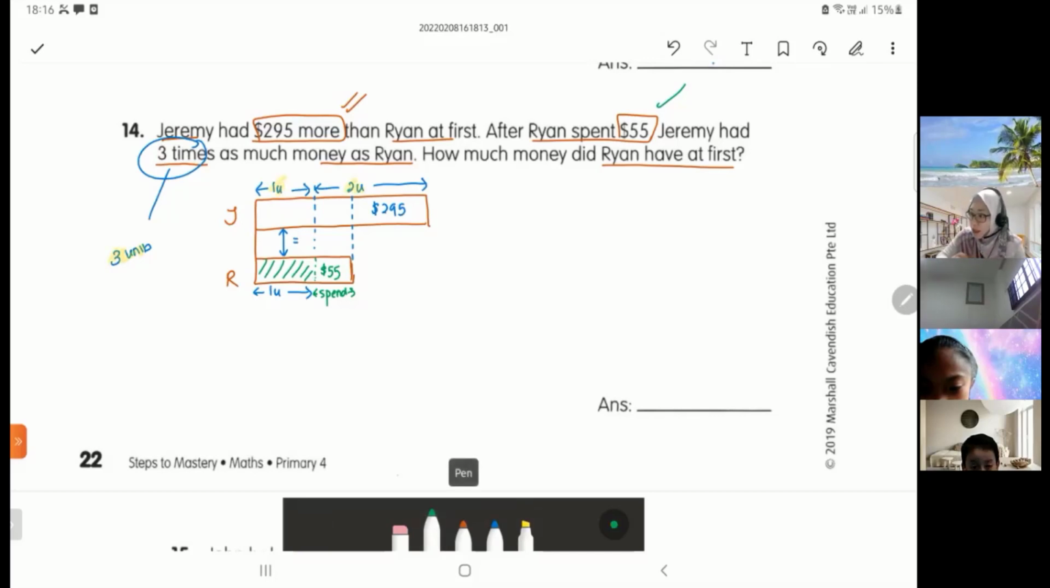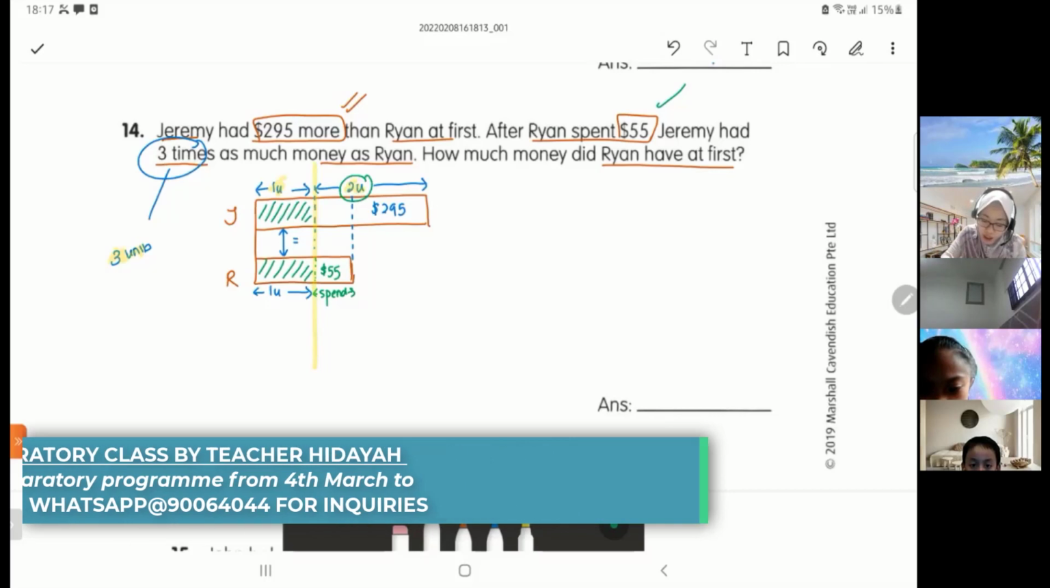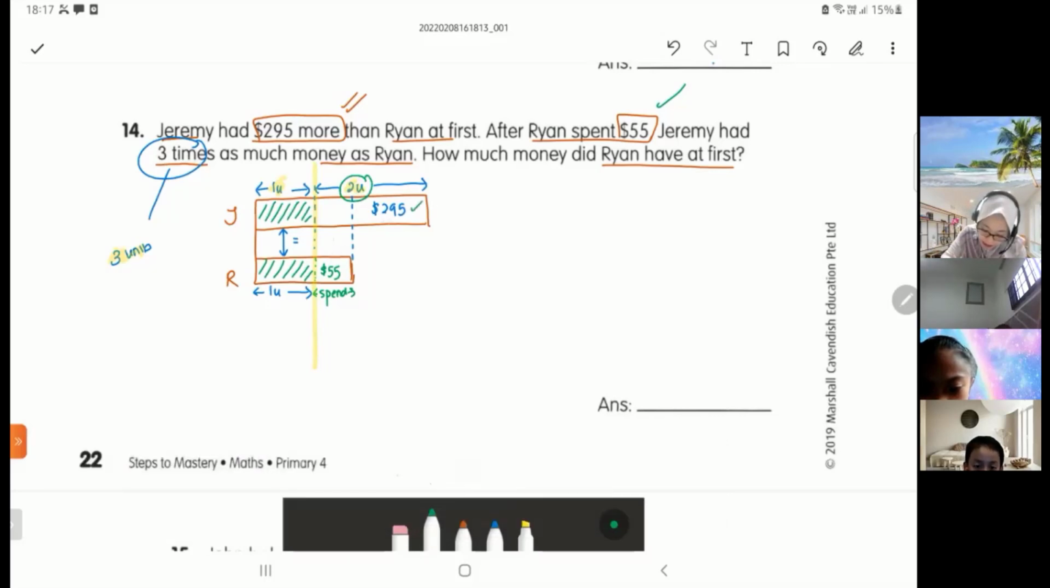So if you look at that, and then if you look at my 2 units after, which means I want to look at the part, do not look at the equal parts. These two are equal, right? Don't look at it. We look at the 2 unit part here. Look at this 2 unit part there. So 2 units is actually 295 plus this is 55. So here is also $55. Can you see? They are also the same.